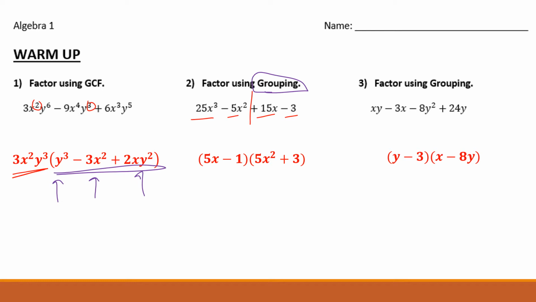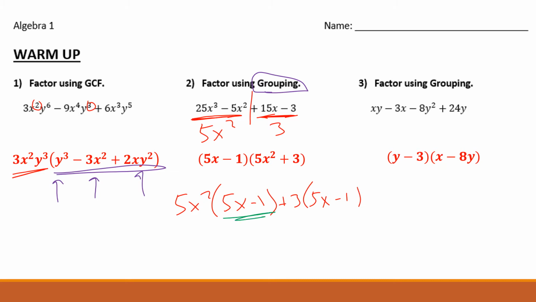So from that first group, I'm just going to create that one big bar, and I can take out a 5x squared, and from the second group I can take out a 3. I'm kind of out of space here, but when you take out the 5x squared, you're left with a 5x minus 1, and then taking out a positive 3 leaves us with 5x minus 1. So remember the matching parenthesis is one factor, and the 2 original GCFs create the second factor. Okay.